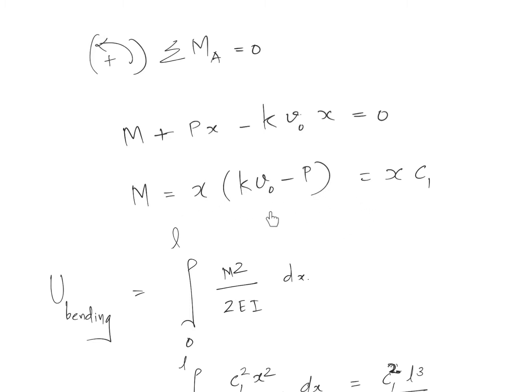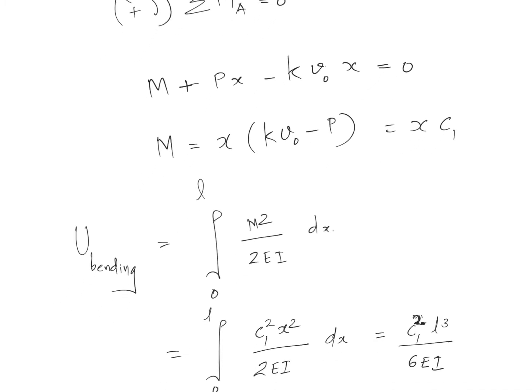Makes sense, because as x increases, the bending moment also increases. But this portion is a constant, because this portion is not going to vary along x. So I'm giving it a new notation, C1. Whatever quantity is there in the bracket, I'm calling it with a new variable named C1.